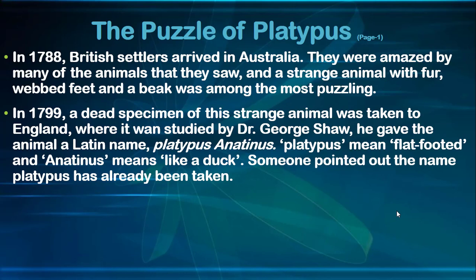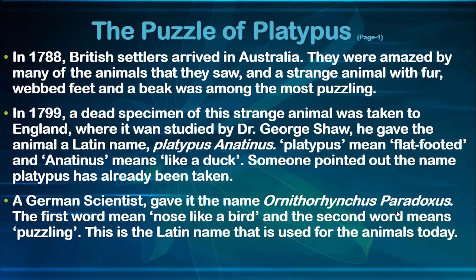Someone pointed out that the name Platypus had already been taken. A German scientist gave it the name Ornithorhynchus paradoxus. The first word means nose like a bird and the second word means puzzling. This is the Latin name that is used for the animal today. Still, even though it has the name Ornithorhynchus paradoxus, most people recognize this strange animal as the platypus.